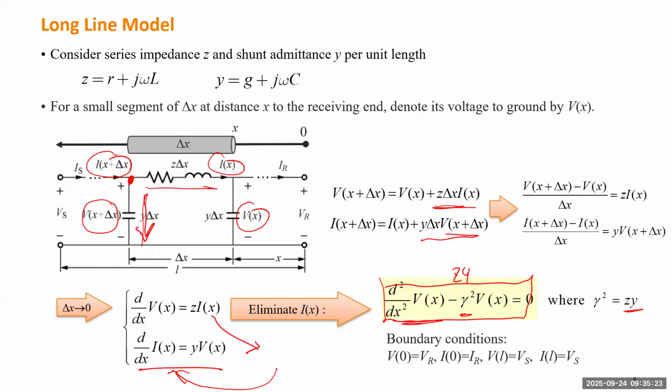All right, so in order to solve this differential equation, we usually need boundary conditions. So we have two boundaries. On the receiving end, when S equals 0, we know the voltage is equal to VR and current is equal to IR. On the sending end, the distance is L. So this is the sending end, this is the receiving end. We know the voltage is Vs and the current is Is.